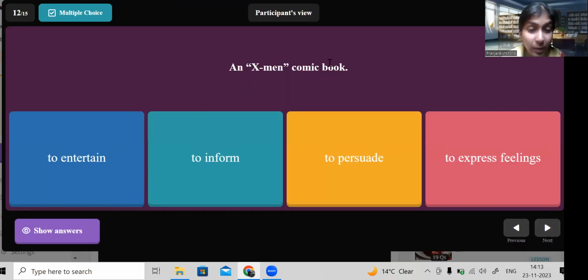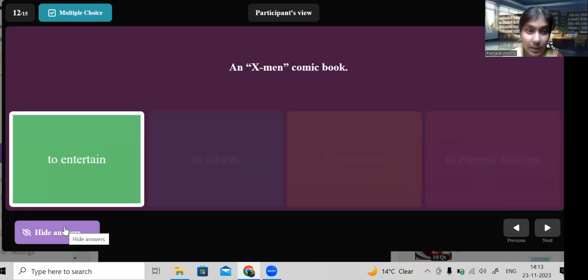An X-Men comic book. What do you think it is? To entertain? All right, let's see. Very good. Yes, to entertain.